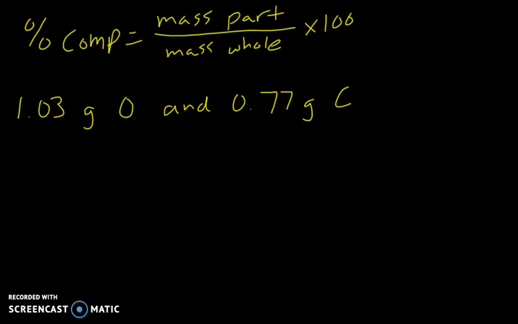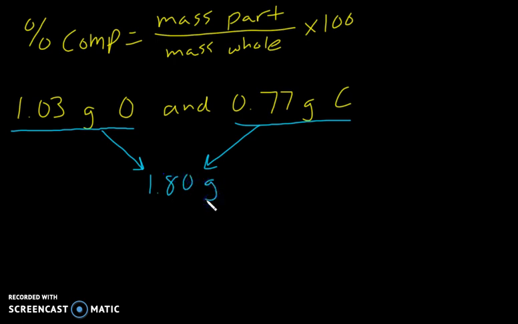Since they gave us values, 1.03 grams of oxygen and 0.77 grams of carbon, we don't use the values off the periodic table because they gave us some values. So how do we find the mass of the whole in this case? They give you the mass of the two parts that make it up, so to find the mass of the whole compound, you just add these two parts together. In this case, you should get 1.80 grams. This is the mass of your whole compound.